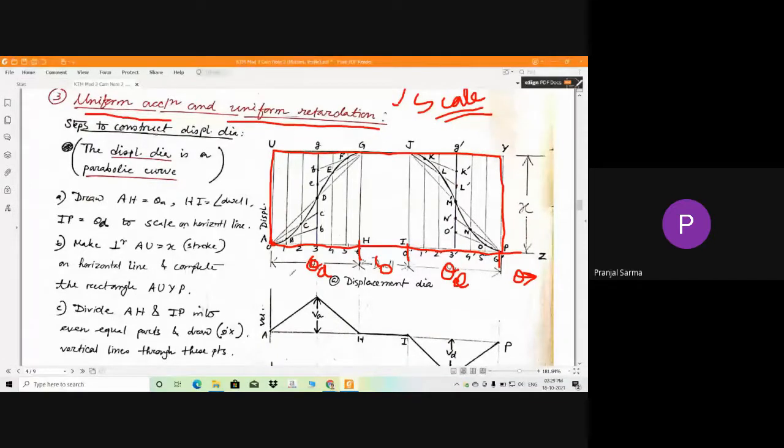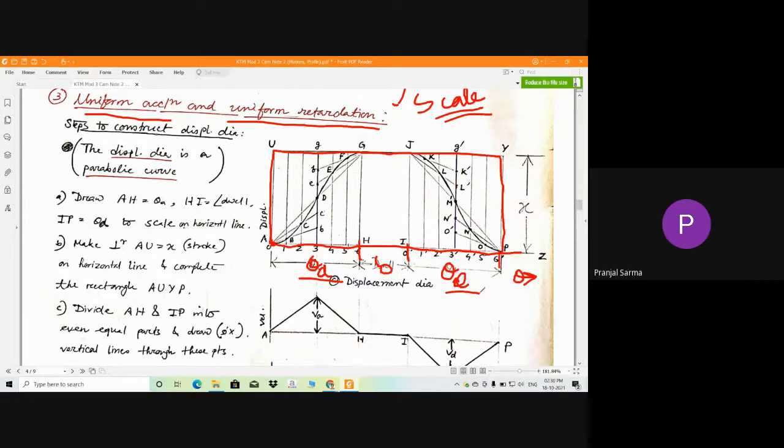Now once again, what we will do is divide theta A and theta B into some equally spaced even number of divisions. Let's consider 6 divisions that we are going to make for theta A as well as theta B. You can have different divisions for theta A as well as theta B also. Suppose for theta A you do 6 divisions, for theta B you can go for 10 divisions, and so on. That is possible.